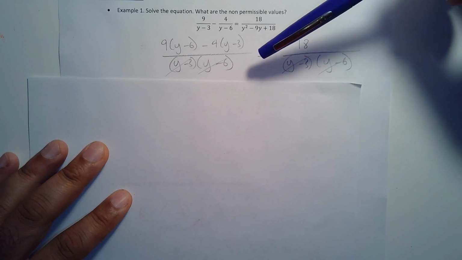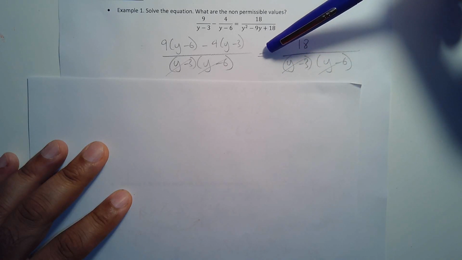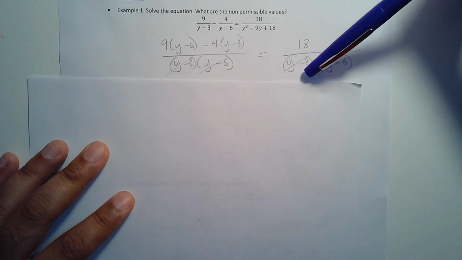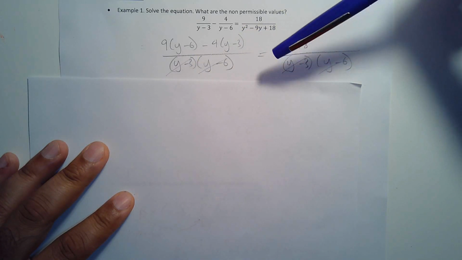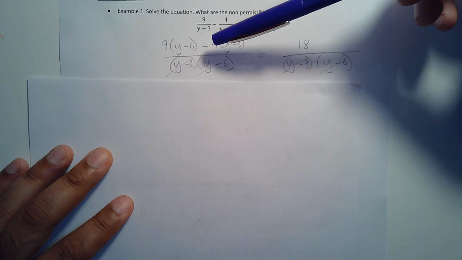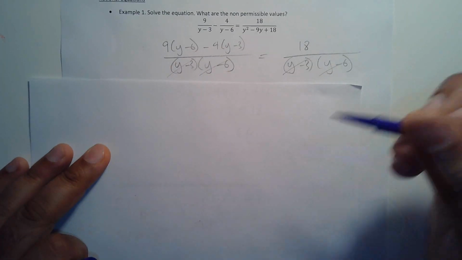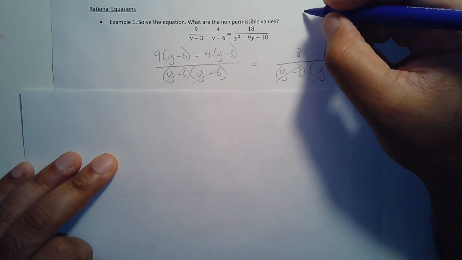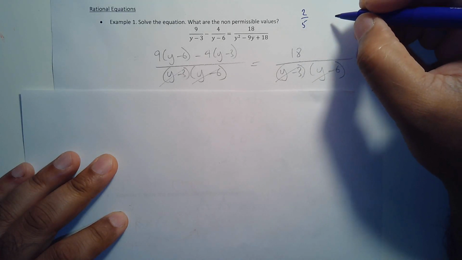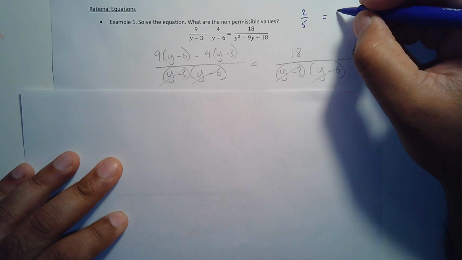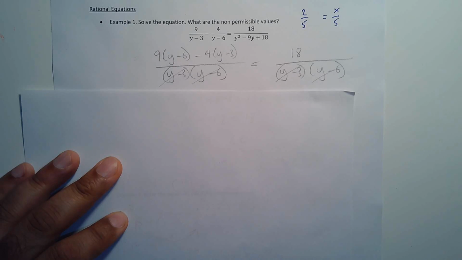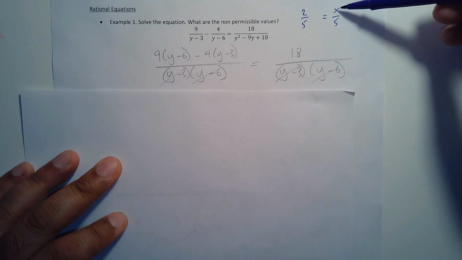Now, they're separated by an equal sign. So if something's on the bottom on this side, it can be canceled off with something on the bottom on this side. Okay, again, because it's separated by an equal sign. So it's like saying something like this, where you have 2 over 5 is equal to x over 5, right? So the answer here is just going to be x equals 2.